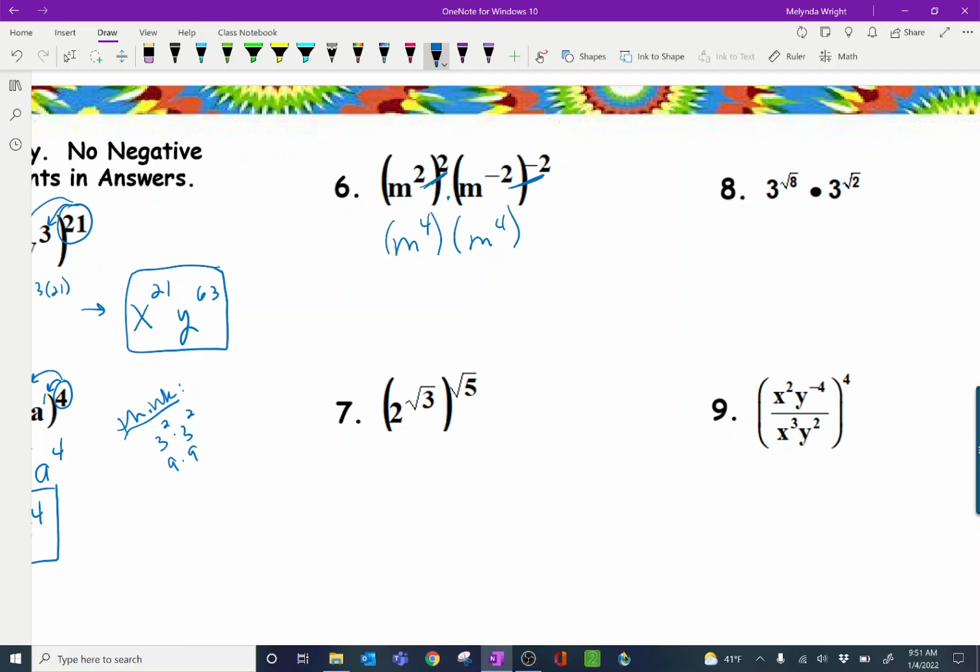And so now I have base add. See that now? I have base add. So m to the 4th times m to the 4th. So that would be m to the 4 plus 4, or 8.